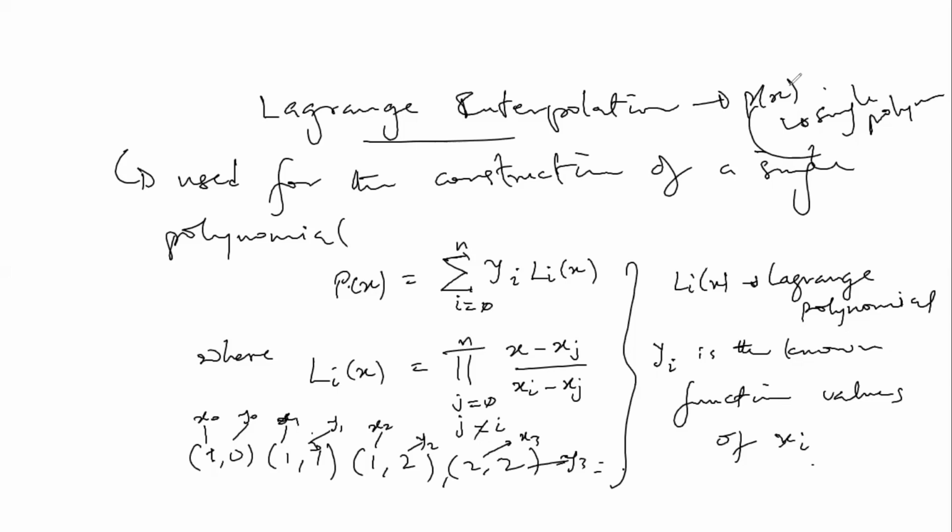Okay. Now, let's see how this works. So let's assume we are given data points (1, 1), (2, 4), and (3, 9). Okay. So we want to construct P of x given this data.